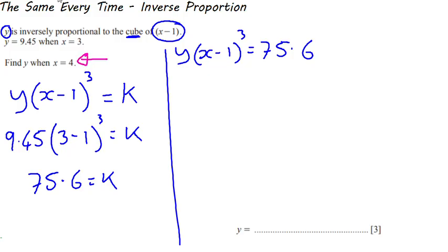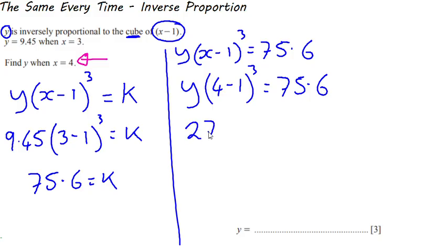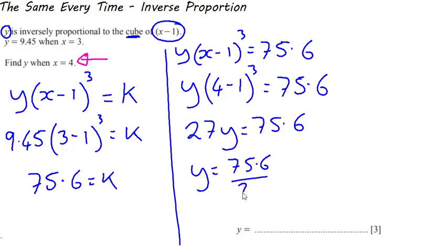Find y when x equals 4. So everywhere we see x, we're going to put 4 instead. So y times 4 minus 1 to the power 3 equals 75.6. Now 4 minus 1 is 3, and 3 to the power 3 is going to be 27. So 27 times y equals 75.6. And then of course y is 75.6 divided by 27.